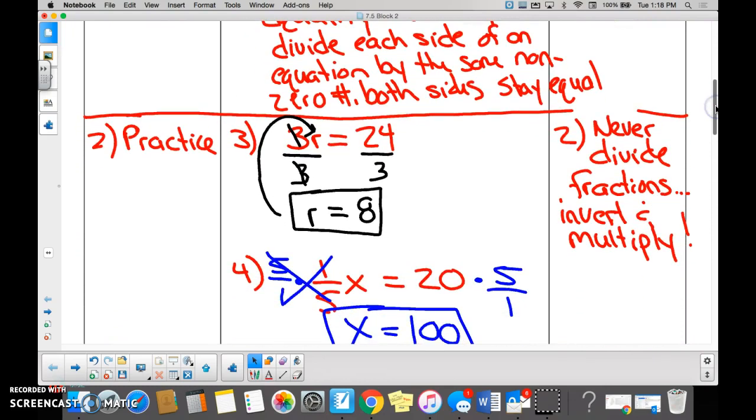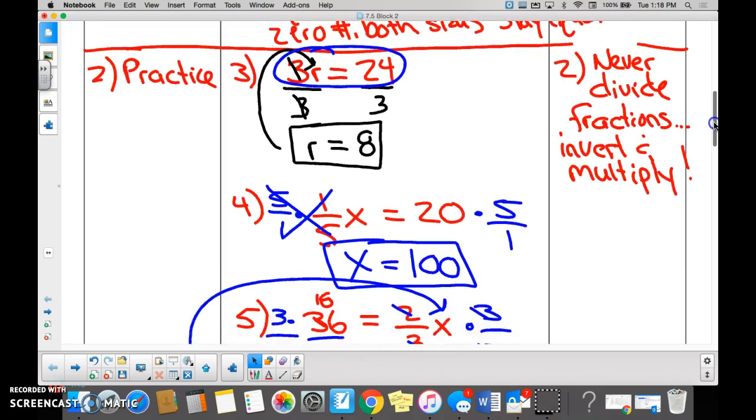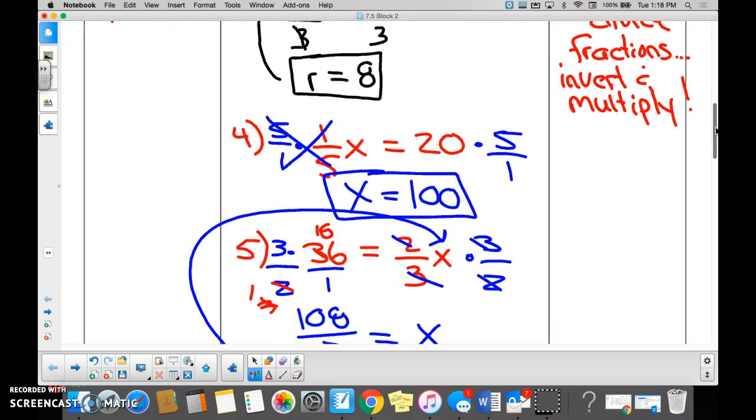Number 3. Our original problem is right here in blue. The variable is connected to the 3. How are they connected? What property or what operation are the 3 and the r connected with? Vaishu? They're connected with multiplication. Vaishu, how do you undo multiplication? Division. Because my friend Tiffany said we need to get the variable low down. Good. Right.